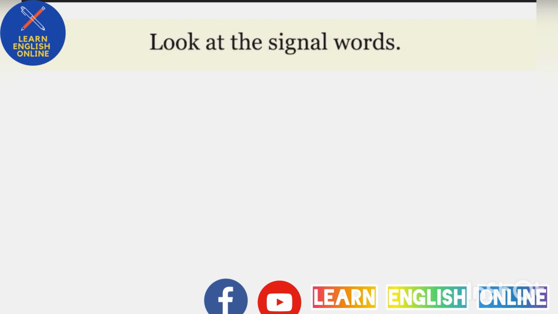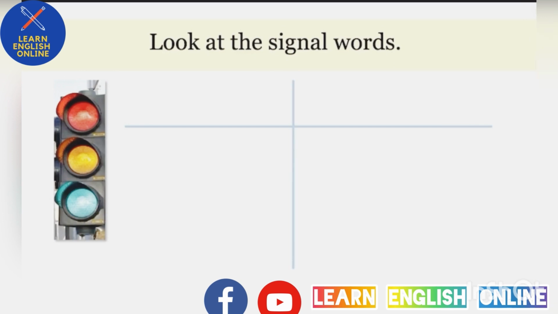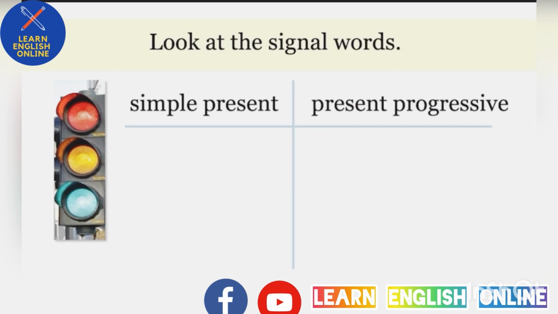Let's look at the signal words. So first, this is a signal. This is a traffic signal, and it tells you when to stop and when to go. Signal words tell us when to use the simple present and when to use the present progressive. They signal what time we're talking about. So let's make a chart, and on one side we'll put simple present and the other side present progressive.